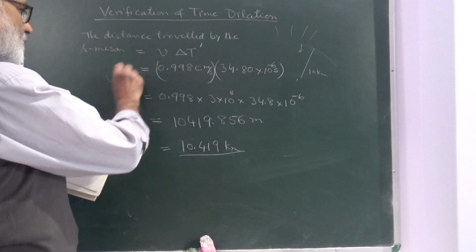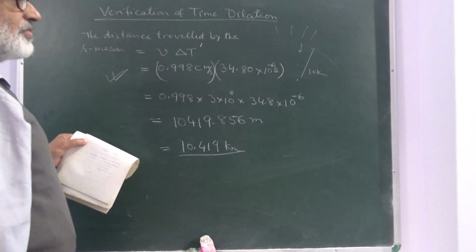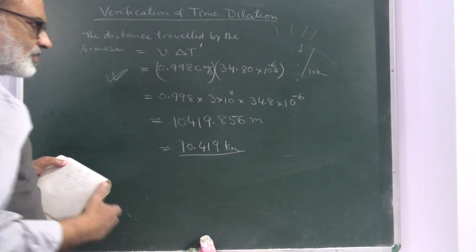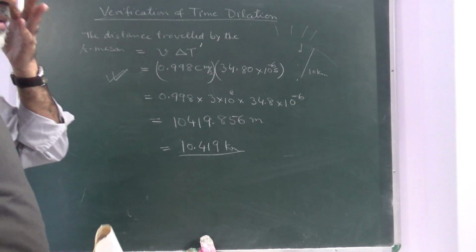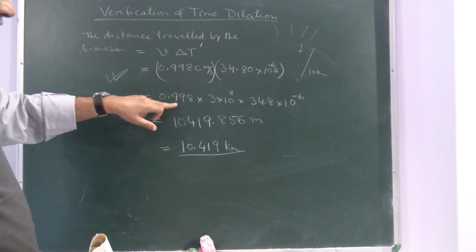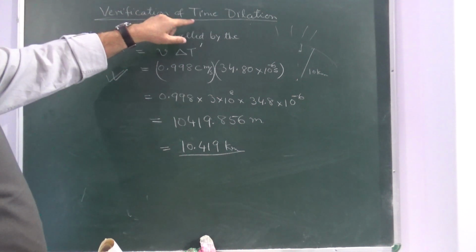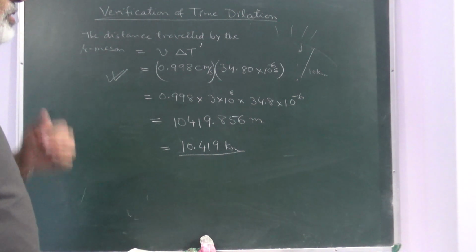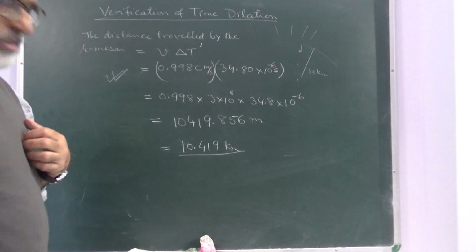So this proves the verification of this experiment, that muon mesons are observed at the surface of the Earth, at sea level also. It proves the verification of the time dilation, or it proves the Lorentz transformation. So, okay.